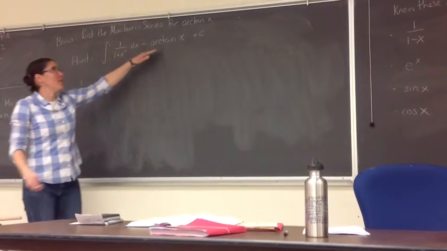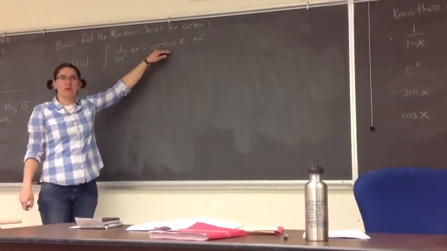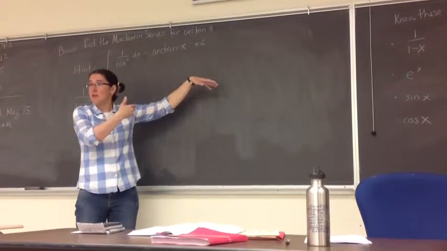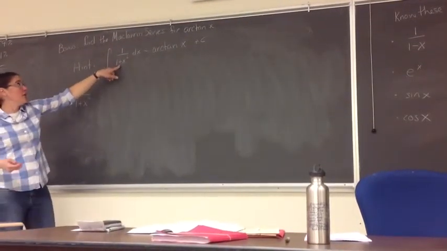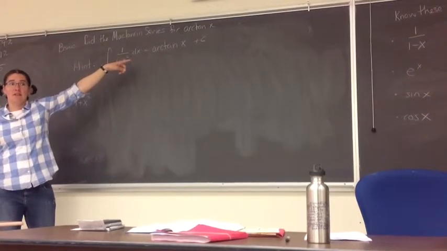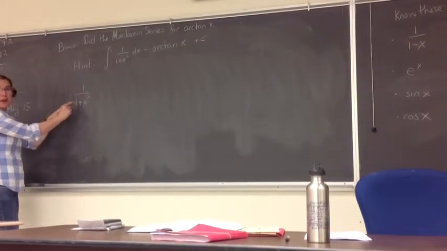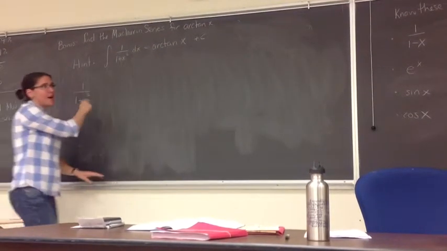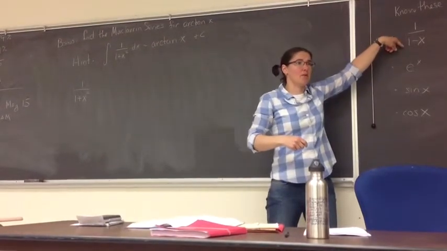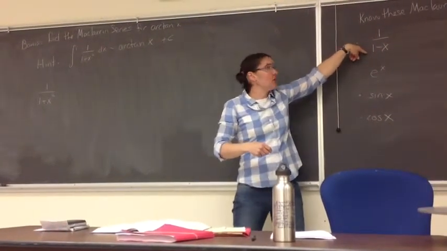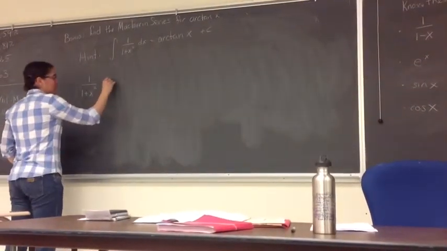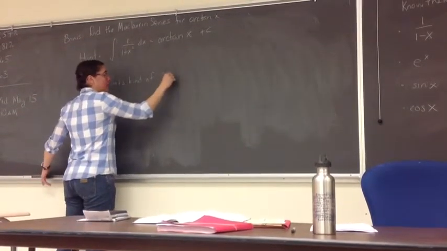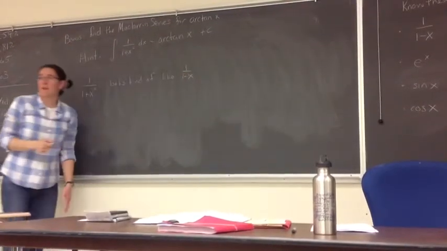So I don't know anything about the arctangent function, and I could use the Maclaurin series formula that says that Cn is equal to the nth derivative evaluated at 0 divided by n factorial. But because I know that the antiderivative of 1 over 1 plus x squared is arctangent, what I might do is use my knowledge about 1 over 1 minus x and morph it a little bit. So the very first thing I might do is say, okay, 1 over 1 plus x squared looks kind of like 1 over 1 minus x.